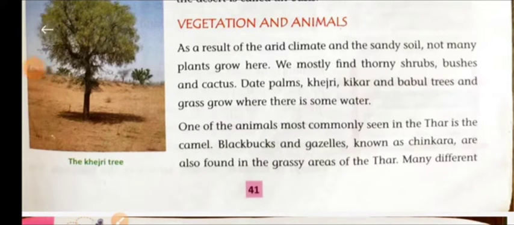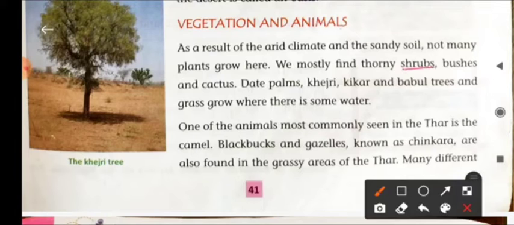As a result of the arid climate and sandy soil, not many plants grow here. We mostly find thorny shrubs, bushes and cactus. Date palm, khejri, kikar and babul trees and grass grow only where some water is found.